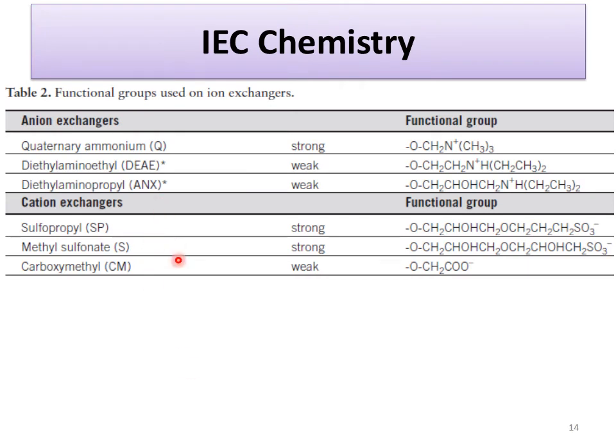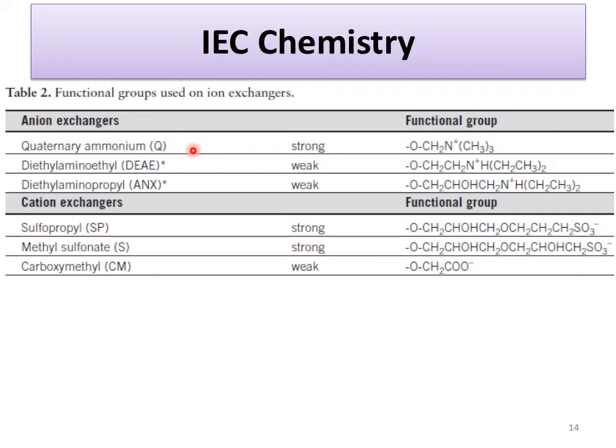These are the different types of ion exchangers which are used in ion exchange chromatography. This shows the functional groups which are present on the stationary phase. The beads of the stationary phase could be made up of agarose or polyacrylamide. Agarose is a carbohydrate and polyacrylamide is also a polymer. So the stationary phase could be either agarose or polyacrylamide, and this stationary phase contains charge groups on it.